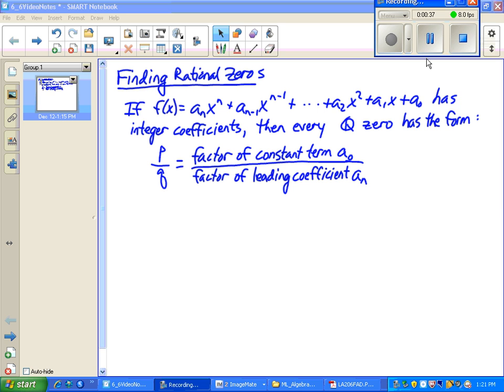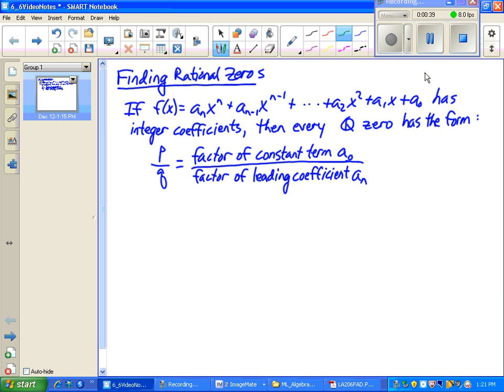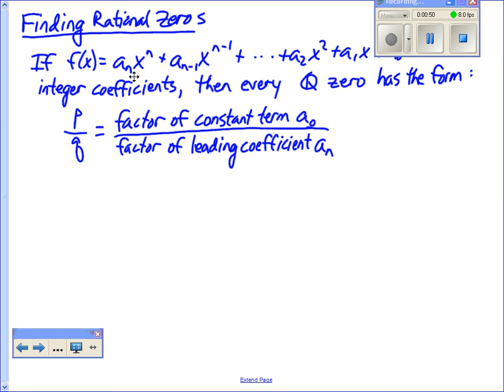P is your factors of this constant term. Here's your constant term, a sub 0, all over the factors of this leading coefficient, a sub n, right there. Okay? So, let me blow this up a little bit.